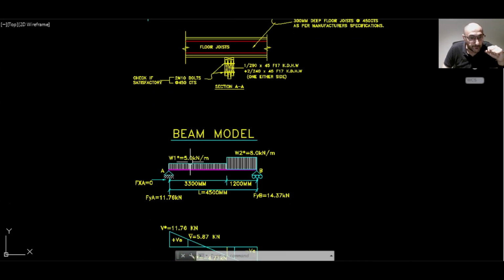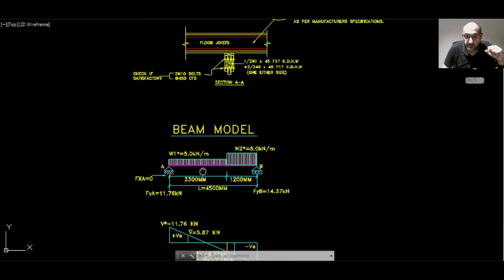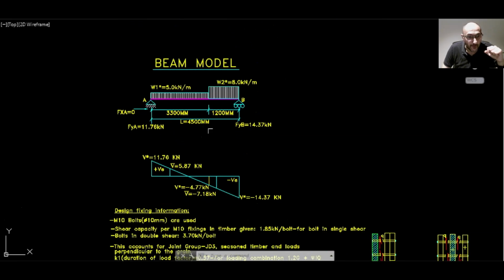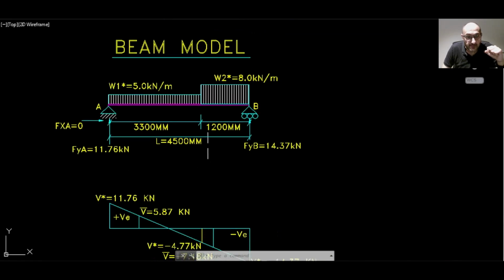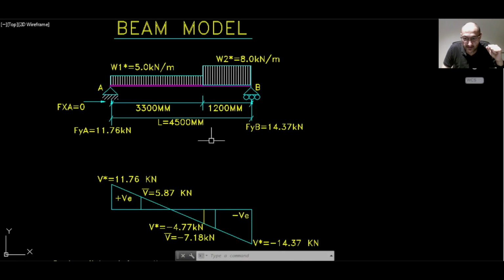Okay, here we come down to the beam model. We have W1 star, which is the loading on the left side, 5 kilonewton per meter, and this is factored loads, and W2 star is 8 kilonewton per meter. The reactions FYA is 11.76 kilonewton, and FYB is 14.37 kilonewton.